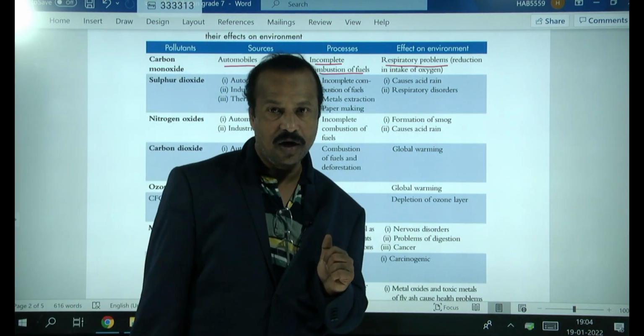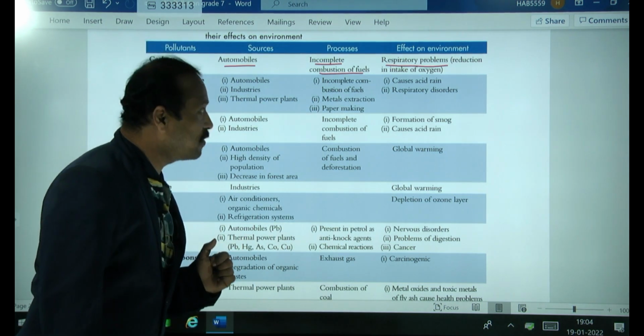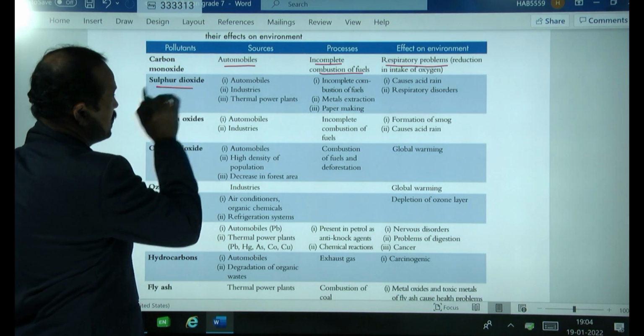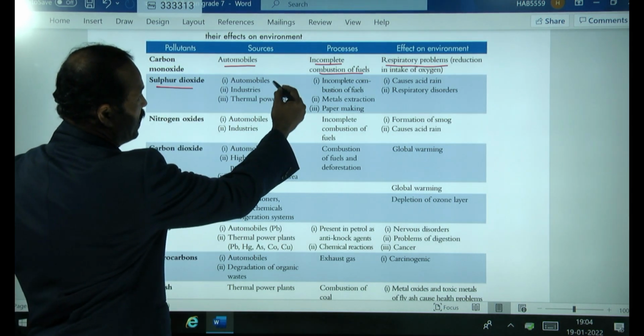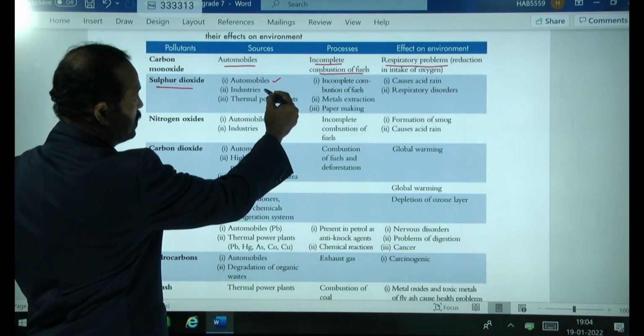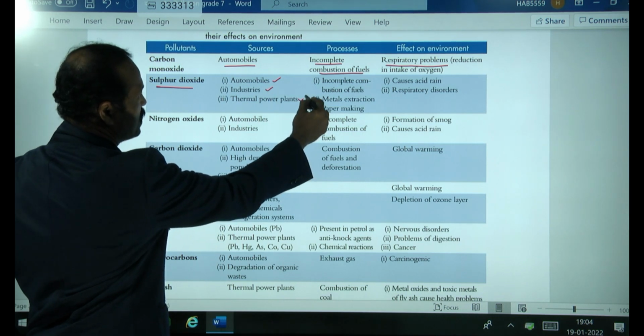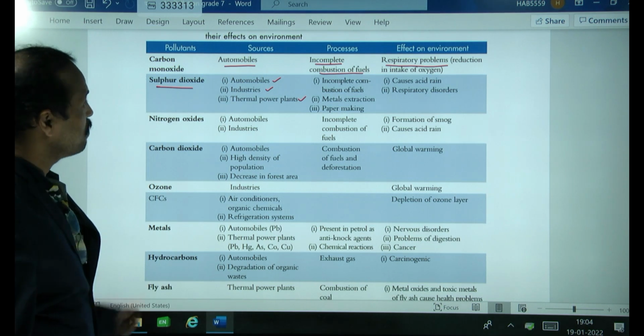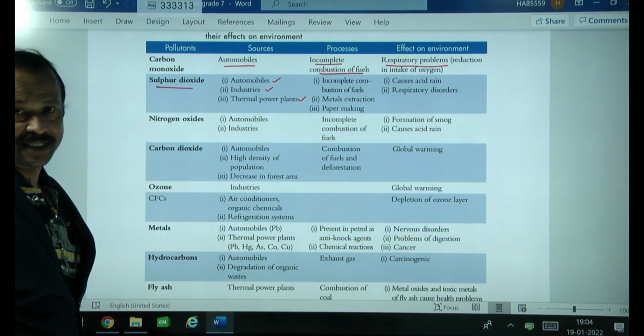Okay. So these are the effects of carbon monoxide. Now come to the sulfur dioxide. Second is sulfur dioxide. From where is it released? It is released from automobiles, industries, and thermal power plants also. So these are the main sources from which sulfur dioxide gas is released.